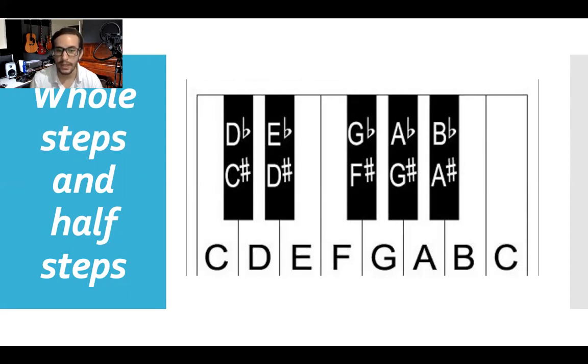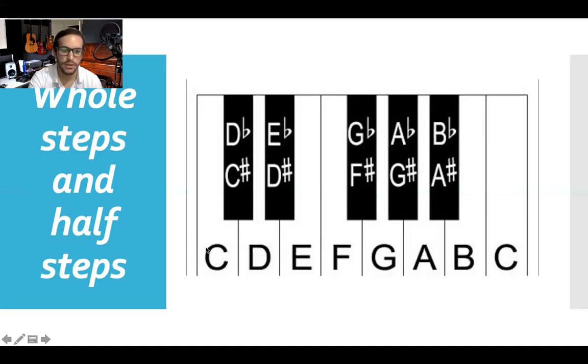Okay, so in a keyboard we have the white keys and we have the black keys. In the white keys, we have all the notes that are natural. What does natural mean? It means that they have no alterations. What are the alterations? Sharps or flats, okay? So the white keys are natural notes with no sharps and no flats. That means that in the black keys, we're going to have sharps and flats. So what is a whole step and what is a half step?